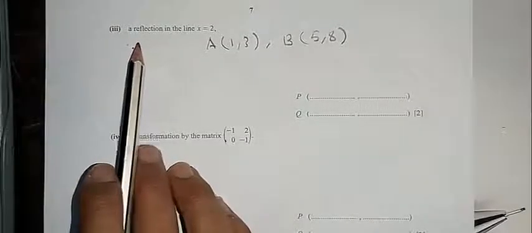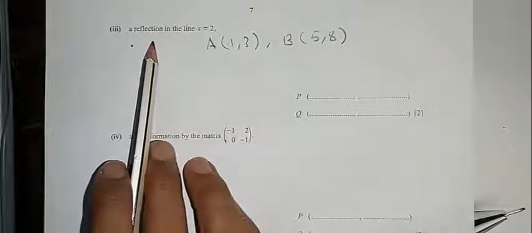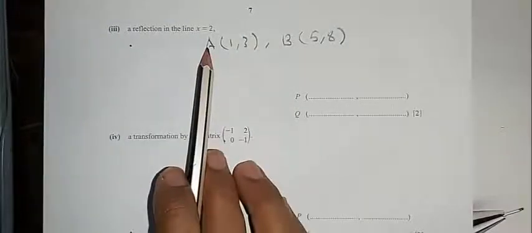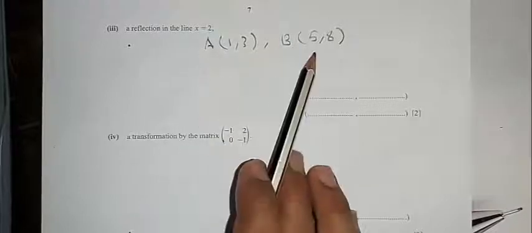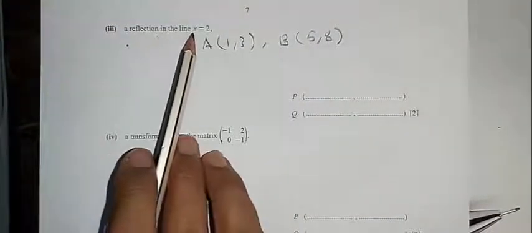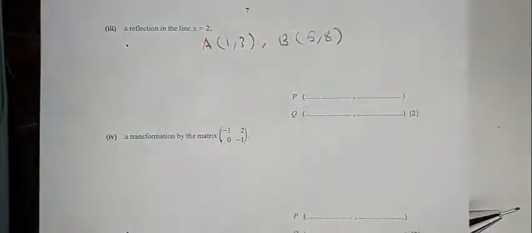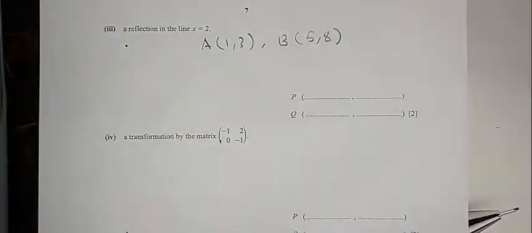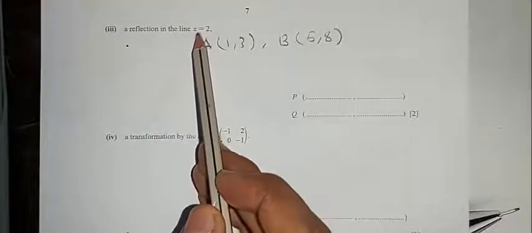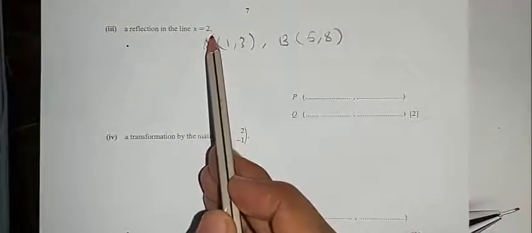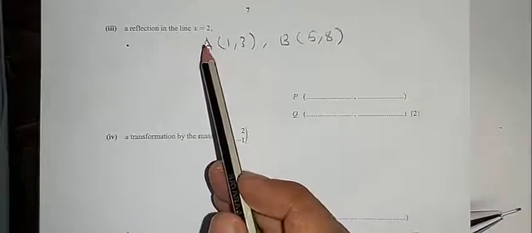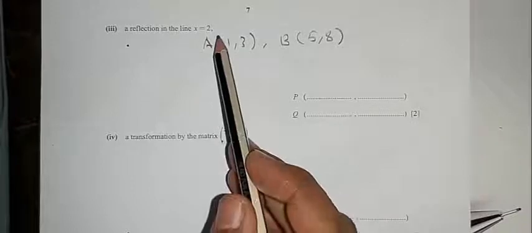In this part, a reflection of these 2 points, a reflection of the line between A and B, okay. A reflection in the line x equals 2. This line x equals 2 is a vertical line across the x-axis at the point 2, okay.